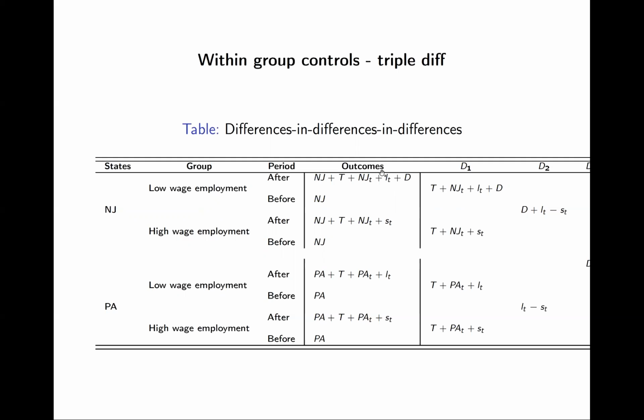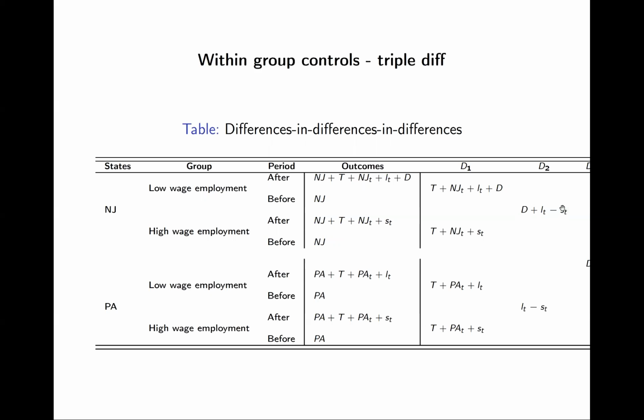And then we have the treatment effect itself. So I'm going to do before and after minus before, and I get rid of the fixed effect, and I get T plus NJ plus LT plus D. Then, since I did it again for my control group, I'm going to subtract this from this, and look what I get. T cancels out, NG cancels out, and I get L minus S plus D.